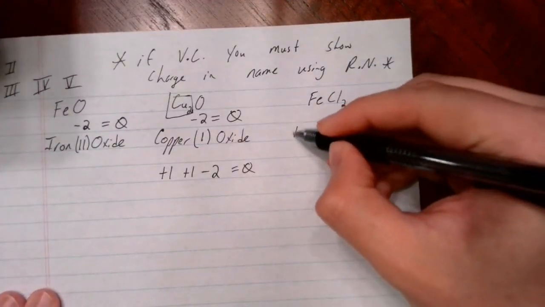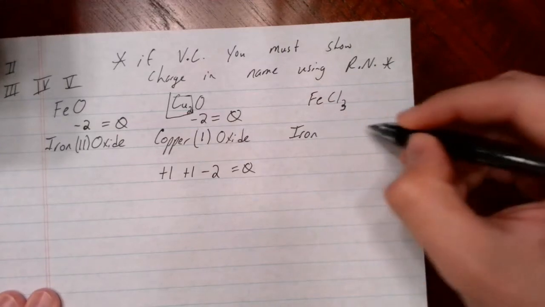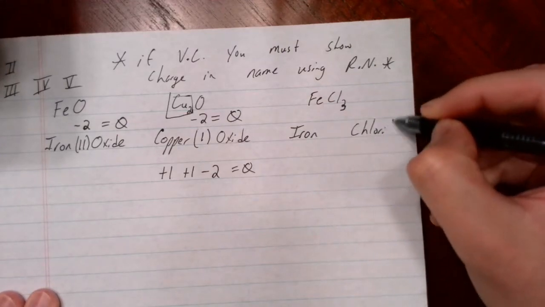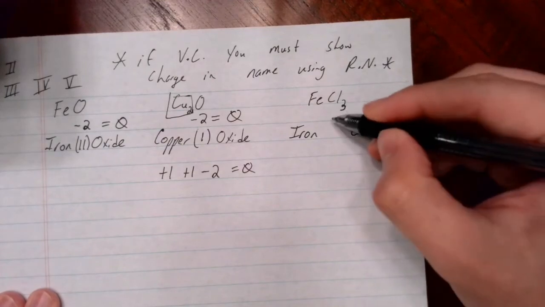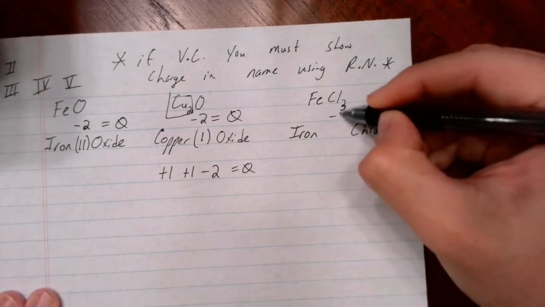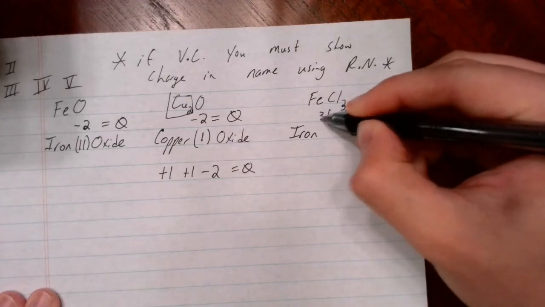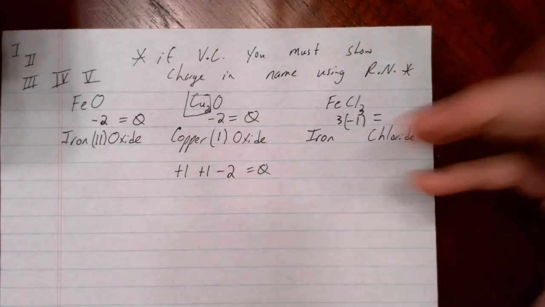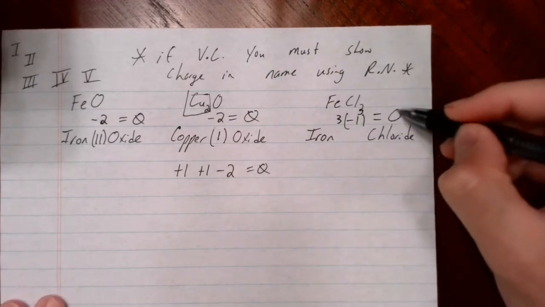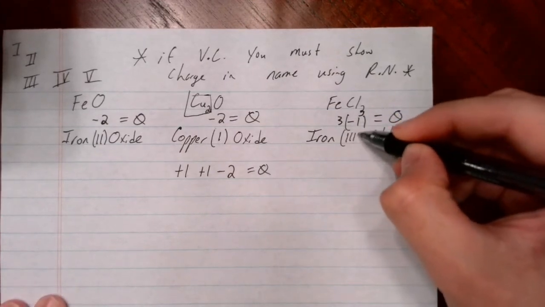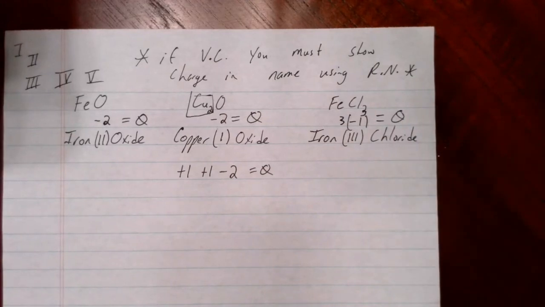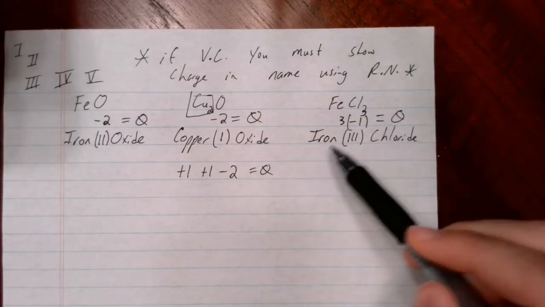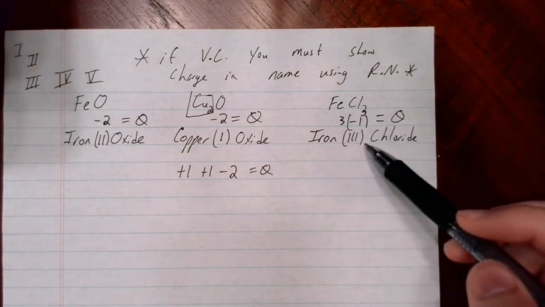Let's look at the last one. I have iron something chloride. Chlorine has a negative 1 charge, but I have 3 chlorines, so I have an overall negative 3 charge. So something minus 3 has to equal 0. Whatever iron's charge is, minus 3 has to give me 0. So hopefully you see that iron's charge has to be 3. The only time you'll ever use these Roman numerals is in parentheses with a name.